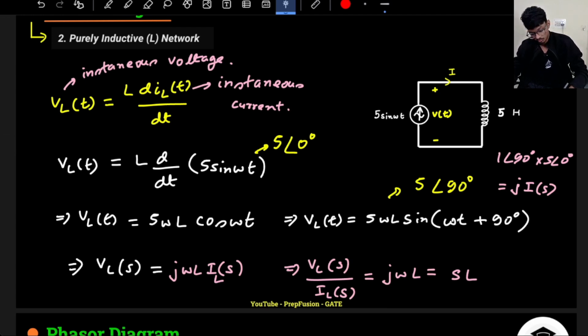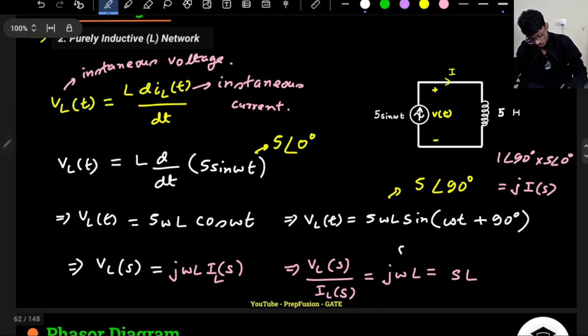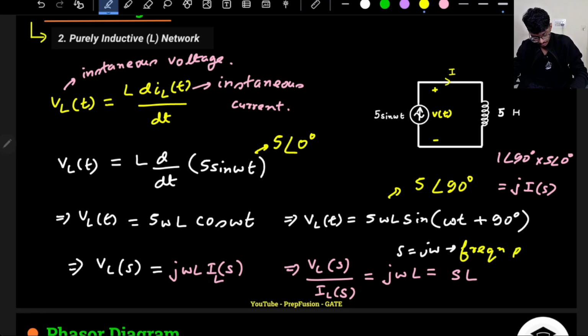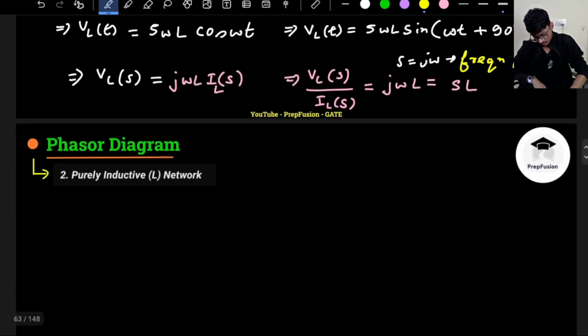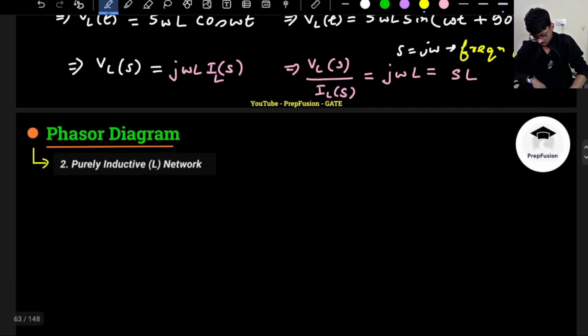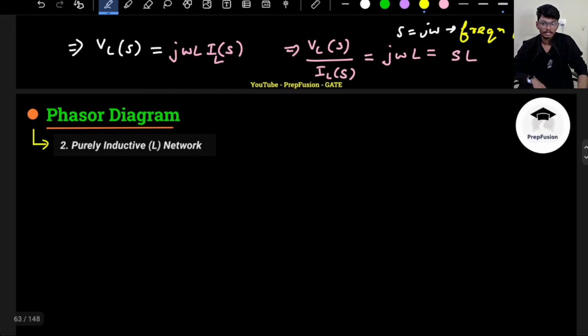Whenever we write s equal to j omega, that basically means we are discussing the frequency response. Okay, that's it basically. So I hope you have understood this portion. Let's see, are there a few more points? Yes. So this was basically the Laplace.